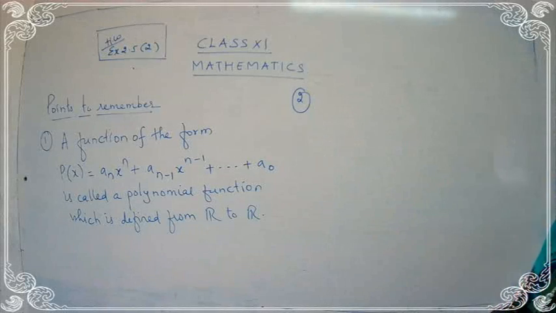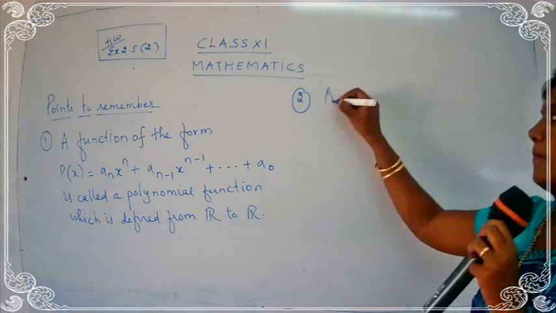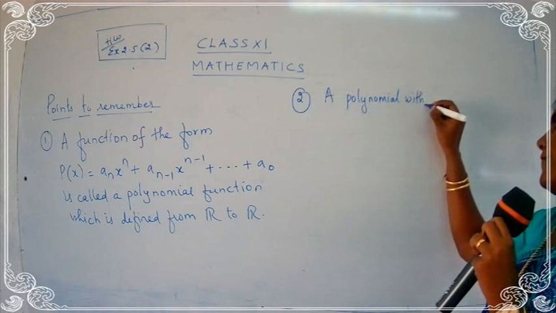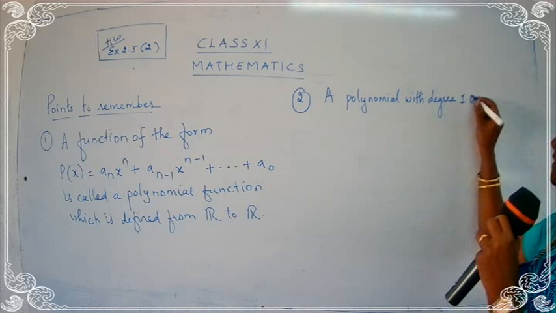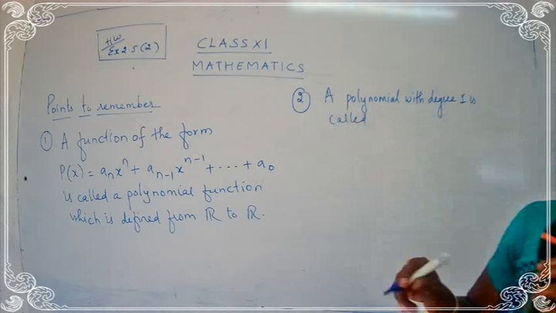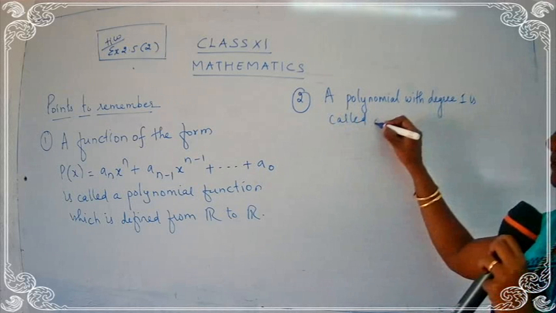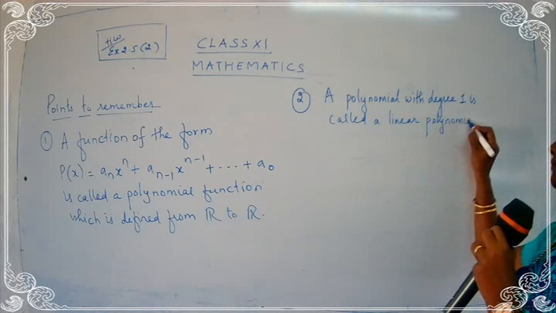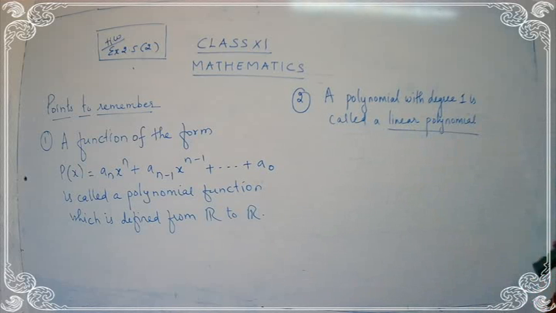You may have the definitions for multiple choice questions. So you have to understand and learn all the definitions. Write down: a polynomial with degree 1 is called a linear polynomial. So what is a linear polynomial? A polynomial with degree 1.